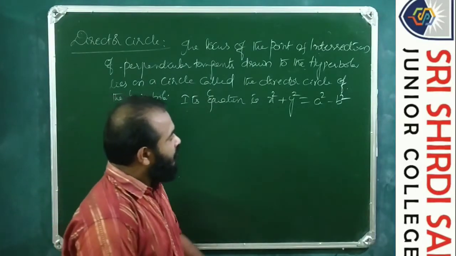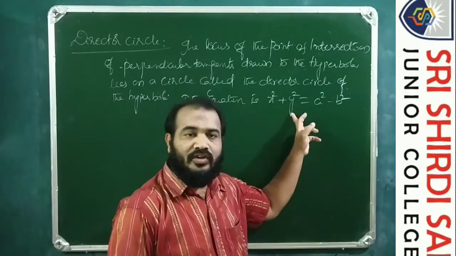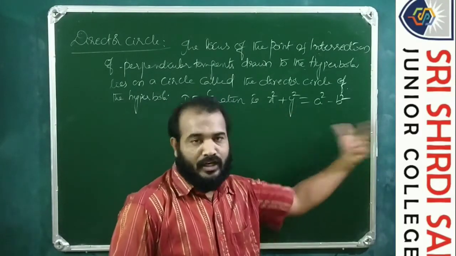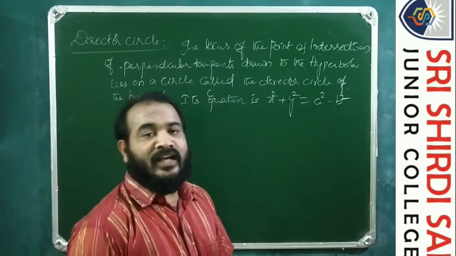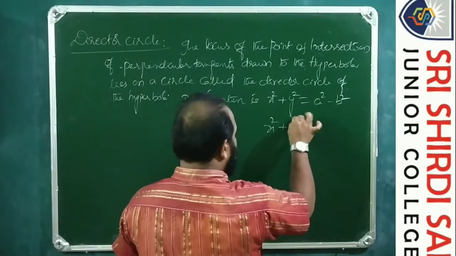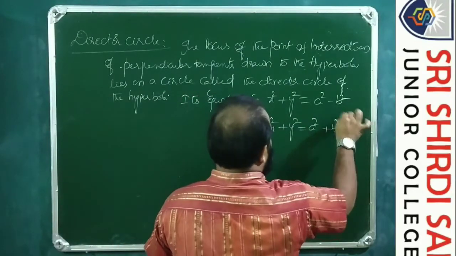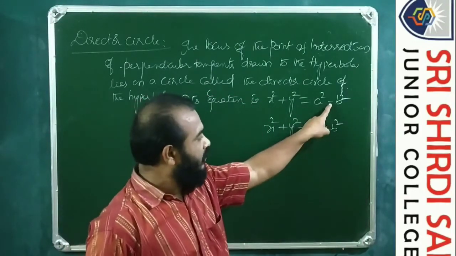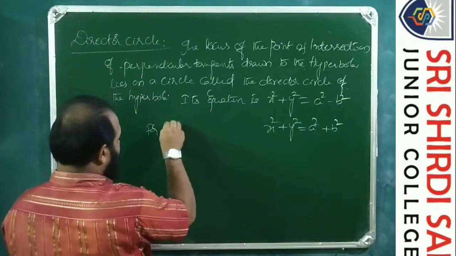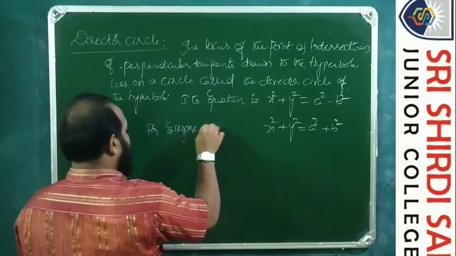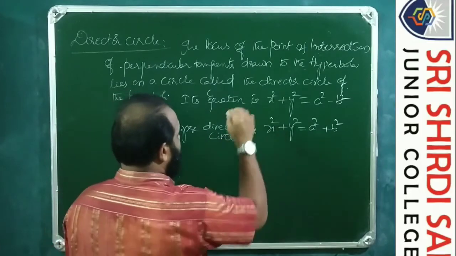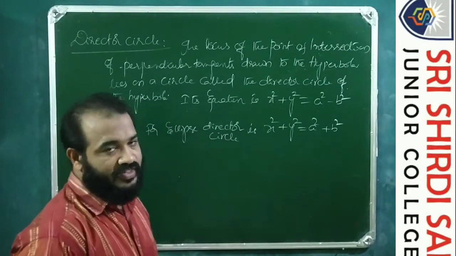Remember, the director circle of the hyperbola, this is not the new thing. We have already discussed the same concept in the ellipse. There the director circle of the ellipse is x square plus y square is equals to a square plus b square. This is the only difference. Here it is minus b square, here it is plus b square for the ellipse. For ellipse, director circle is this.